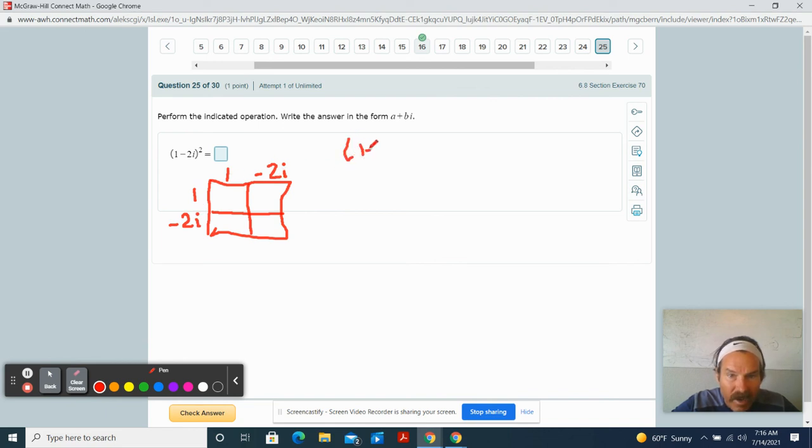You need to think about it like this. 1 minus 2i times 1 minus 2i. So you have two binomials. When you multiply two binomials, you use the box method. So 1 times 1 is 1. Negative 2i times 1 is negative 2i. 1 times negative 2i is negative 2i. And negative 2i times negative 2i, you have to be careful right here. Negative 2 times negative 2 is 4. i times i is i squared.